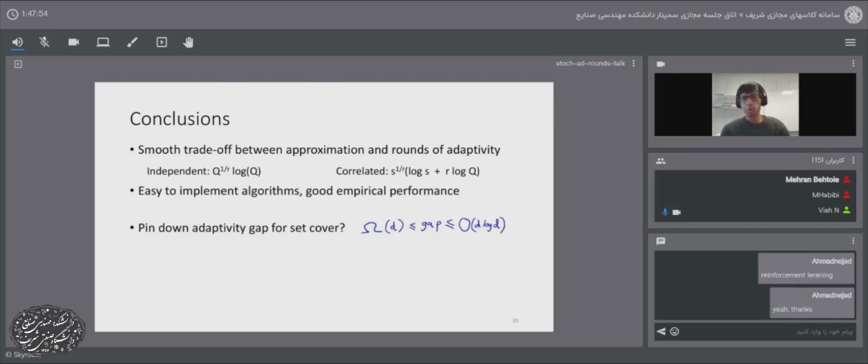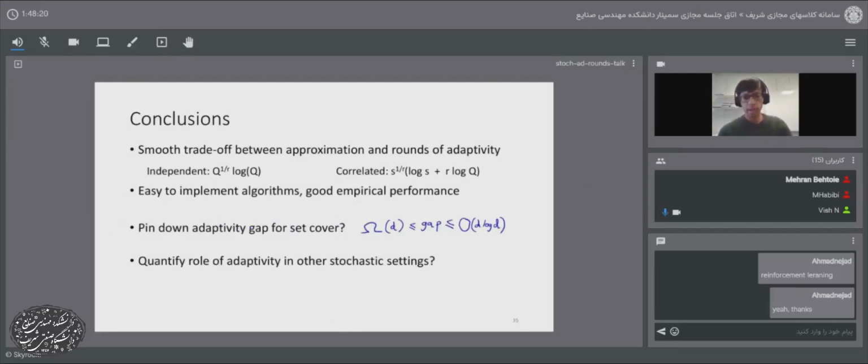There are a few open problems remaining. It's still interesting to pin down the exact adaptivity gap for set cover. So combined with our result and the previous paper of Gomans and Wondrak, we know that the adaptivity gap has to lie between D and D times log D, where D is the number of objects in set cover. It would be very interesting to pin it down.